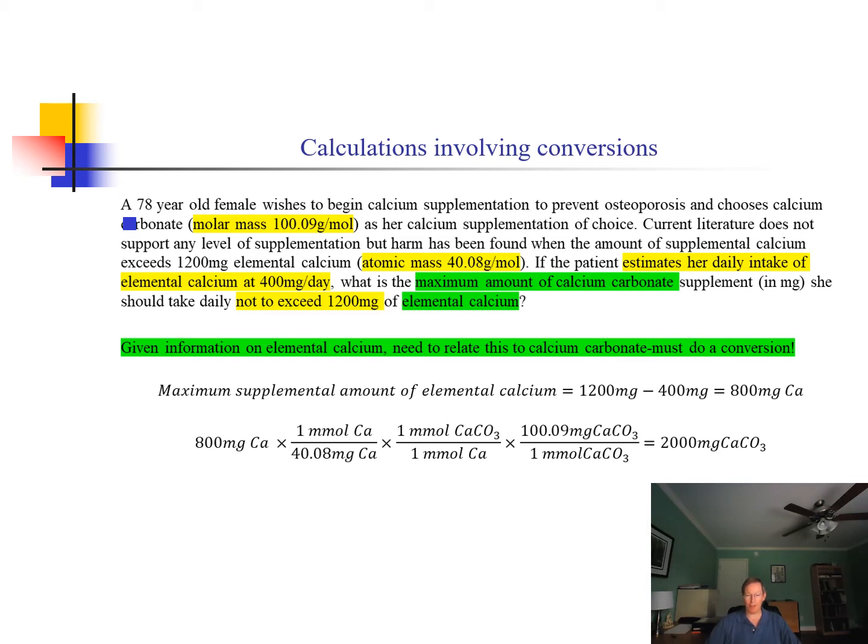So I can convert that elemental calcium into millimoles of calcium. And I know from the formula of calcium carbonate that there's 1 millimole of calcium carbonate for every 1 millimole of calcium. So that's where I can link this calcium to calcium carbonate. It goes back to that formula. And then I can convert that millimole of calcium carbonate into milligrams and give her that guidance.